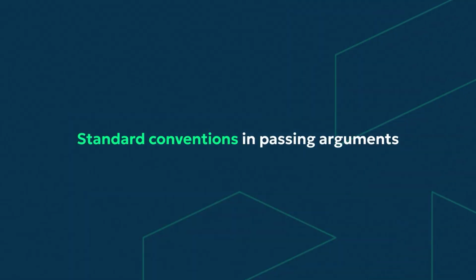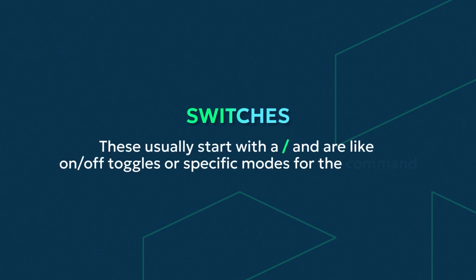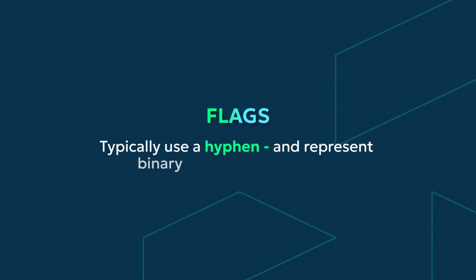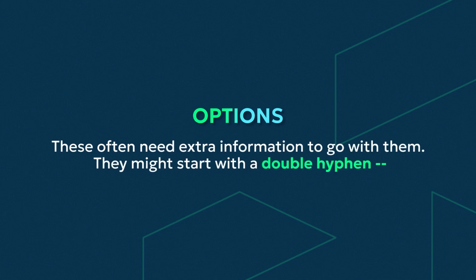Standard conventions in passing arguments. First, we have switches. These usually start with a / and are like on-off toggles or specific modes for the command. Next are flags, which typically use a hyphen and represent binary choices like yes or no. Then we have options. These often need extra information to go with them. They might start with a double hyphen.